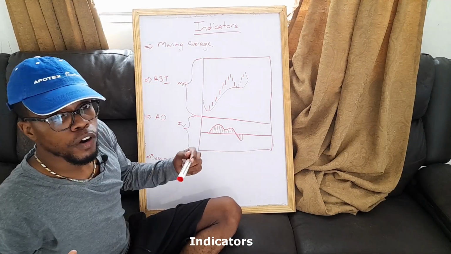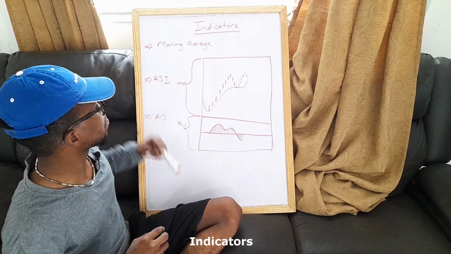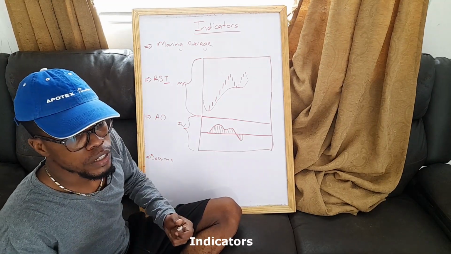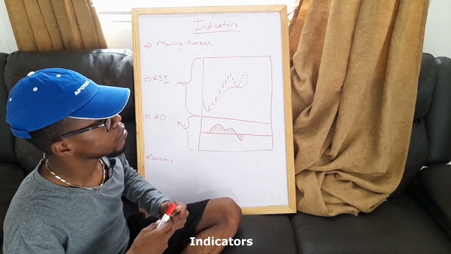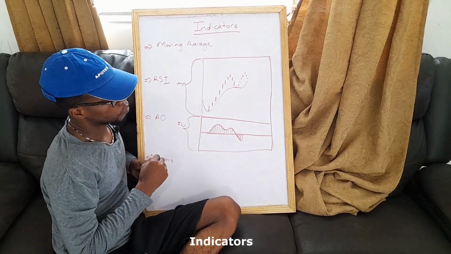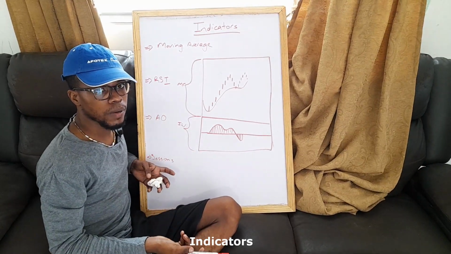Alright, now for the AO, which is the awesome oscillator, this would be something similar to the RSI. This also shows where the trend is reversing, right? This is an oscillator, right? So check this out now. Just like the RSI, we also look for divergence with the awesome oscillator.